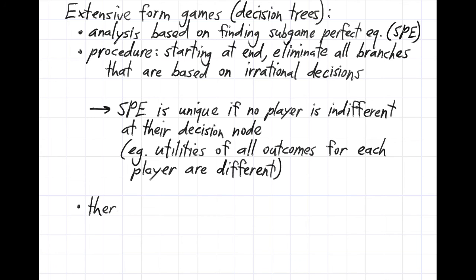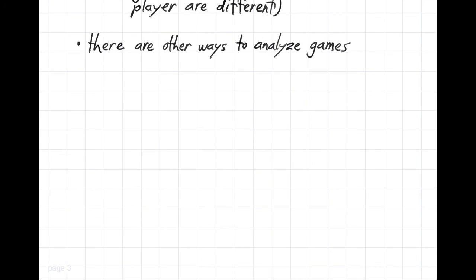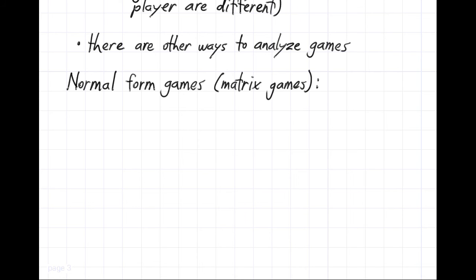And let's talk about some other ways to analyze or solve, in quotes, games. Let's take a look, for comparison, at normal form games. Sorry about that. Which are also called matrix games. We've talked about the ultimatum game before, so let's look at the ultimatum game as a normal form game.